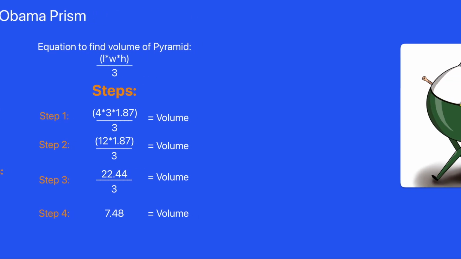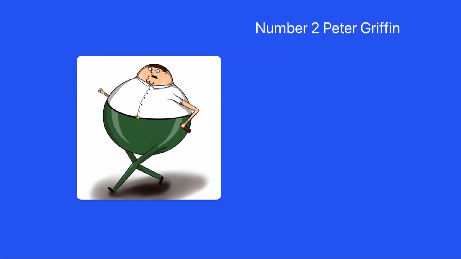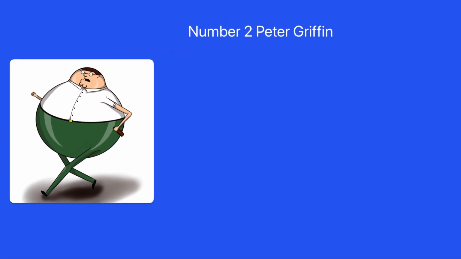So now let's move on to the next example, which will be Peter Griffin. So like before, we have to find the dimensions of Peter Griffin before doing the work. So his height is 4 meters and his radius is 2 meters. To find the volume of a sphere, we must use the equation 4 over 3 times pi, which is 3.14, and so on, times the radius cubed.